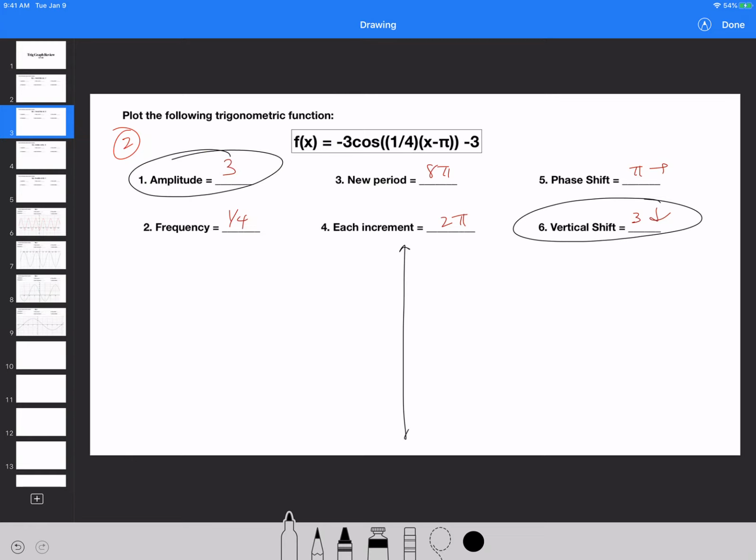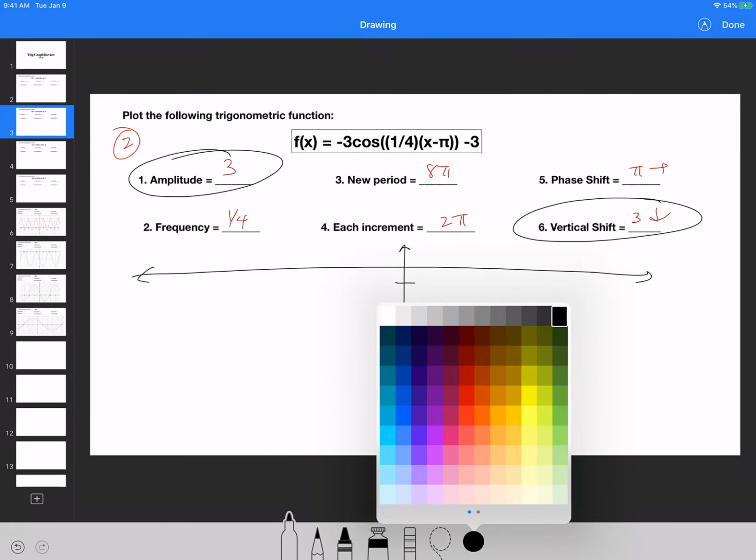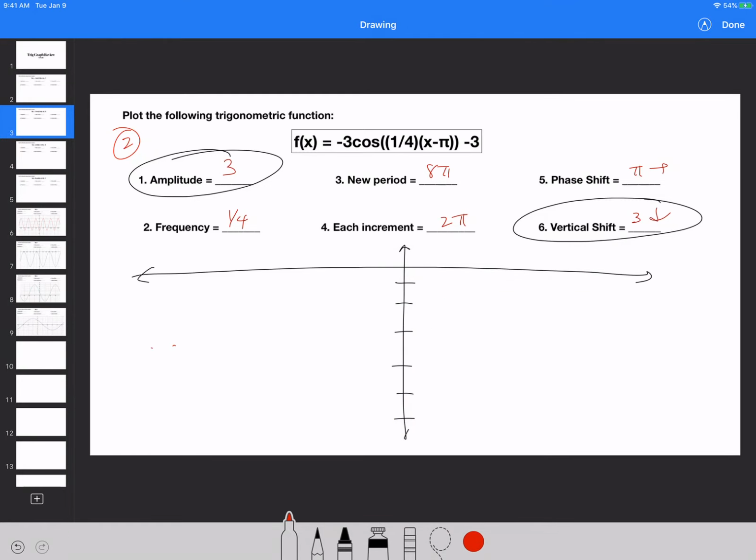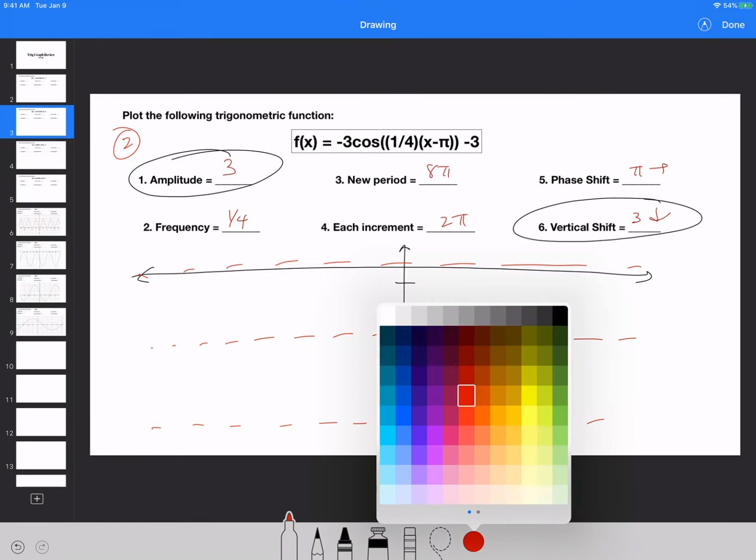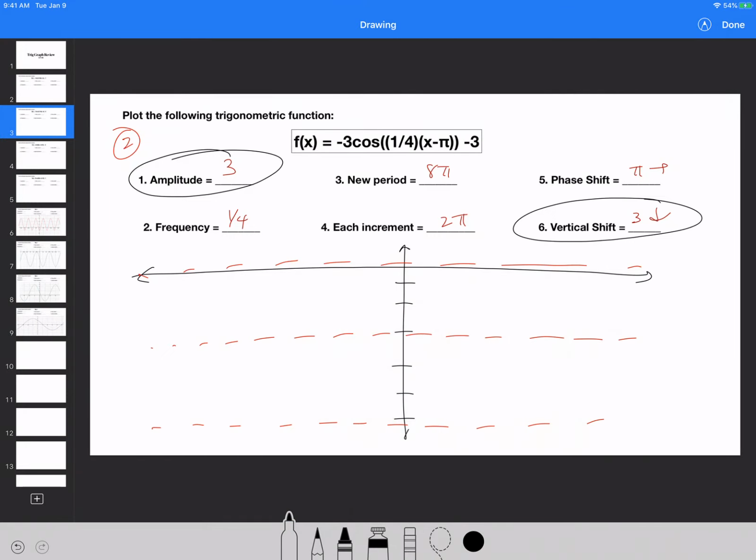so which means my highest point value will be 0. So 1, 2, 3, 4, 5, 6. That will be good enough. My midline is at negative 3. My lowest would be at negative 6, and my highest would be at 0. And then each increment of being 2 pi, 4 pi, 6 pi, 8 pi, 10 pi, negative 2, negative 4, negative 6, negative 8, negative 10.